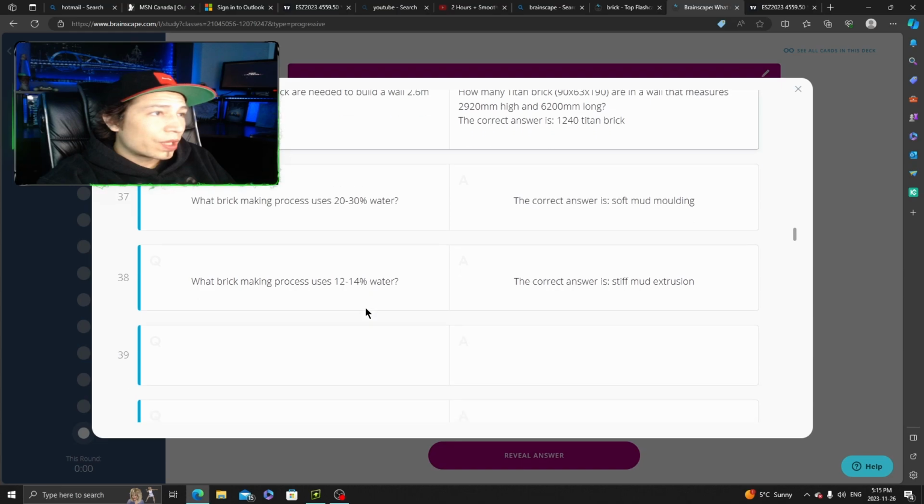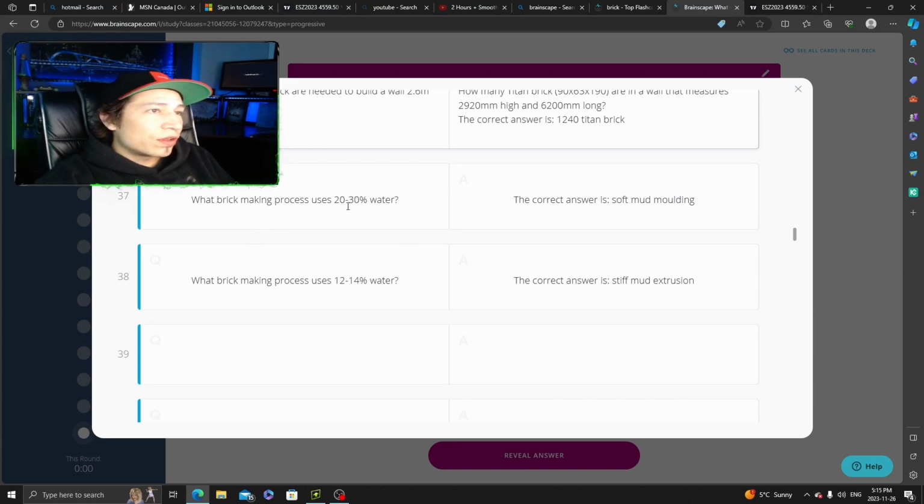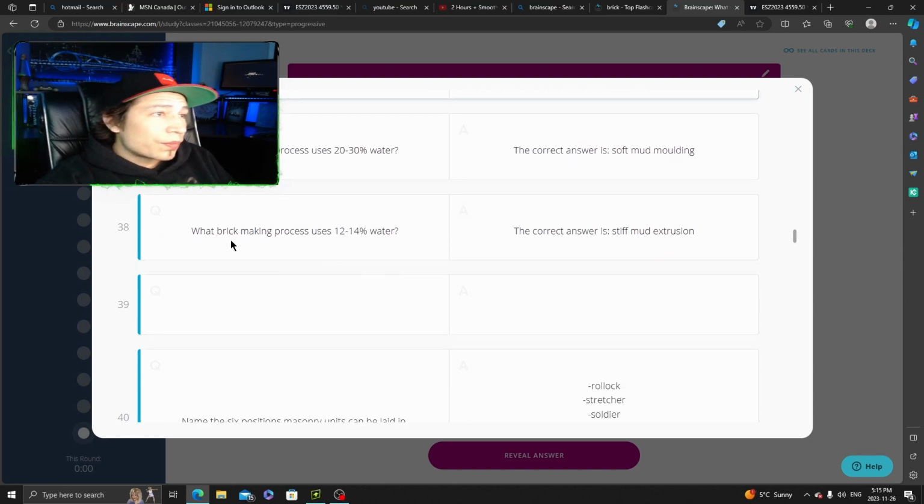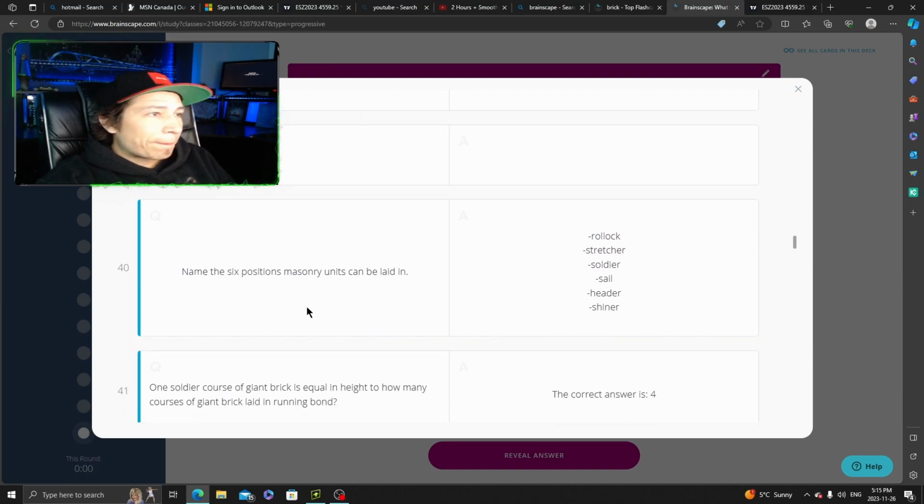What brick making process uses 20 to 30% water? Soft mud molding. Soft mud molding uses 20 to 30% water. What brick making process uses 12 to 14% water? Stiff mud extrusion. Stiff mud extrusion uses 12 to 14% water in the brick making process.